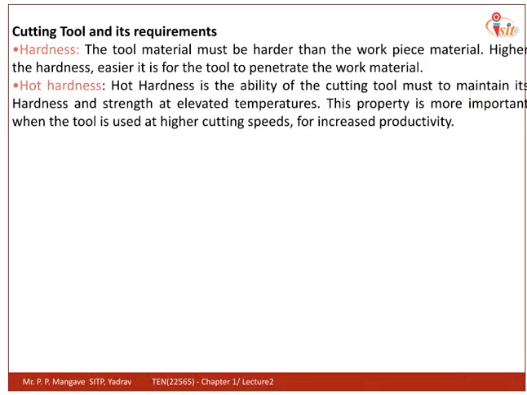Next property is hot hardness. Hot hardness is the ability of the cutting tool to maintain its dimensional accuracy and its strength at higher temperatures. Whenever we are machining or removing the material, a large amount of stresses and forces act on the tool as well as the workpiece. So this leads to stress concentration, heat concentration, and a large amount of heat is generated. This in turn leads to a rise in temperature, so the temperature of the tool body increases.